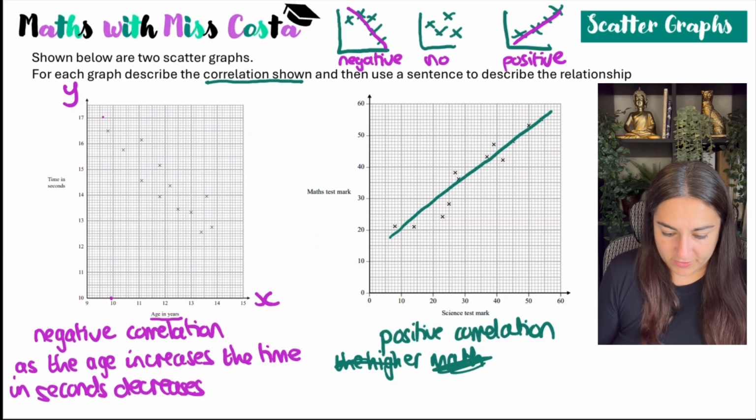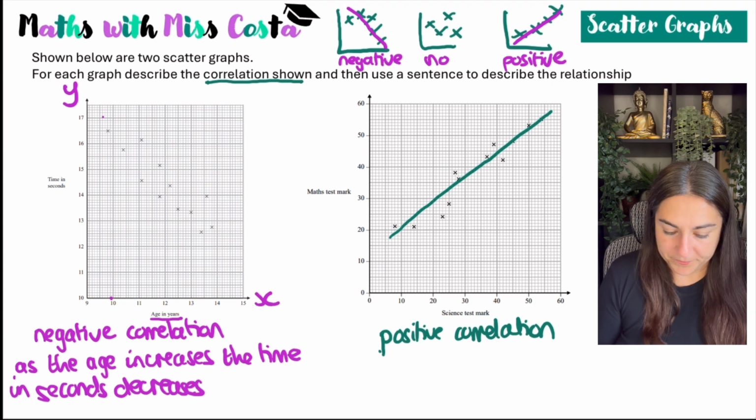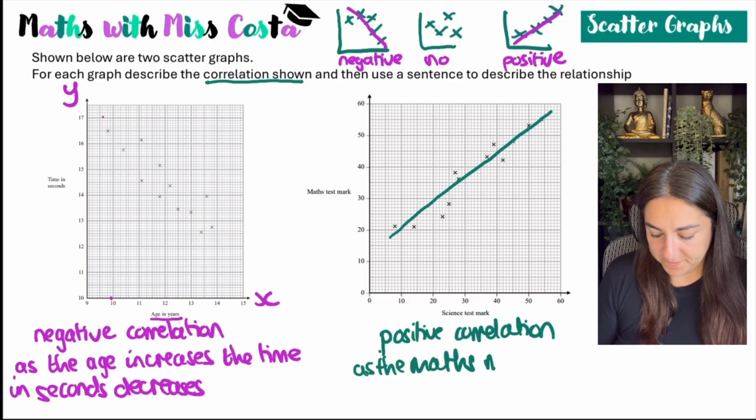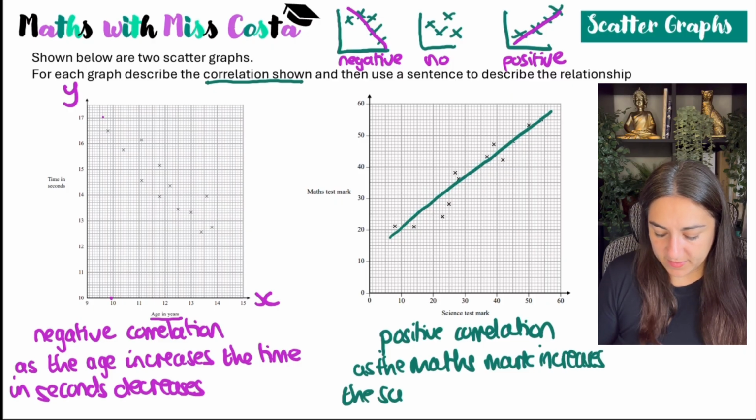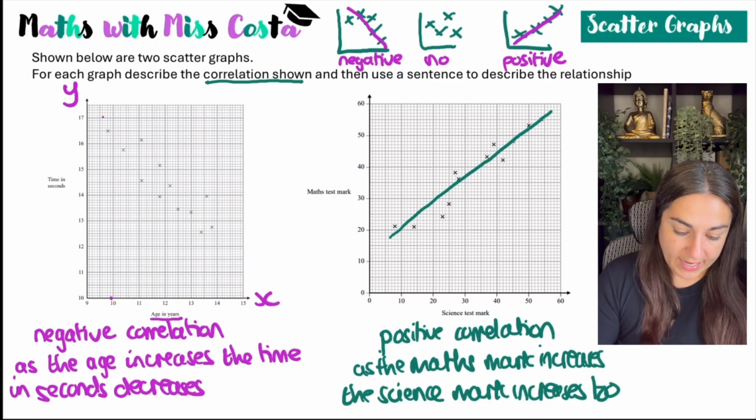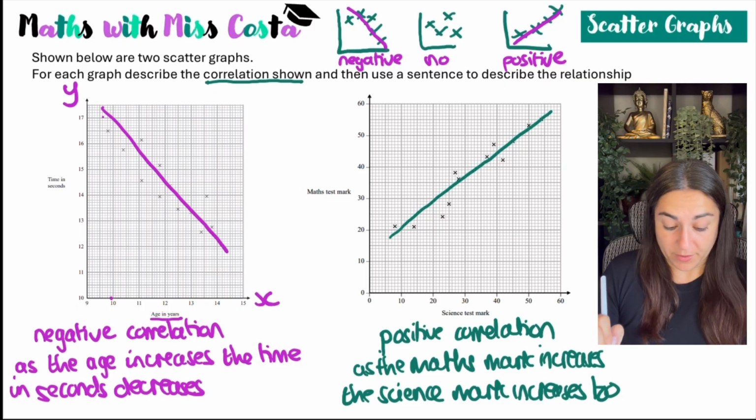Let's do it in terms of going up. Oh, my rubber has stopped working. That's not ideal. Okay, so as the maths mark increases, the science mark increases too. So as one value goes up, so does the other. That's positive correlation.